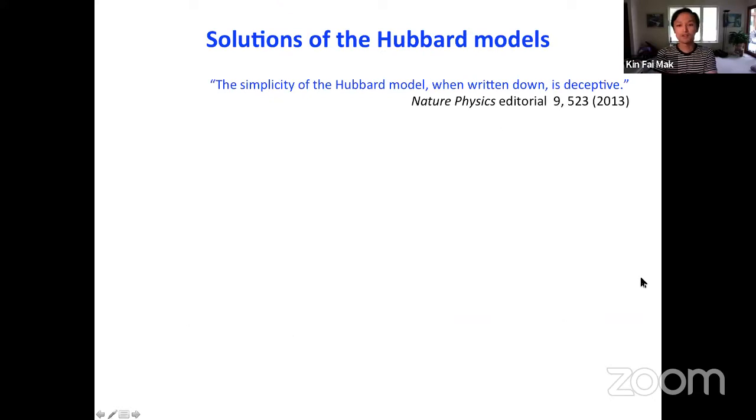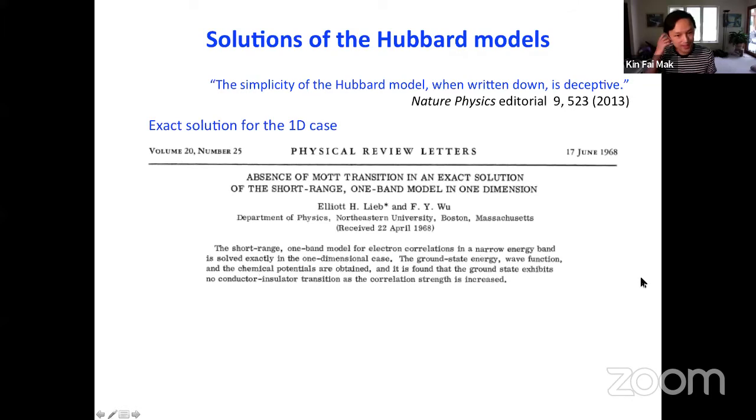Okay, and so the situation is actually complicated, and it's nicely summarized by a Nature Physics editorial published in 2013. The simplicity of the Hubbard model when written down is actually deceptive, because it's very difficult to obtain the phase diagram of the Hubbard model. In fact, an exact solution for the Hubbard model only exists for the one-dimensional case, obtained by Lieb and Wu in 1968, a few years after Hubbard introduced the model.